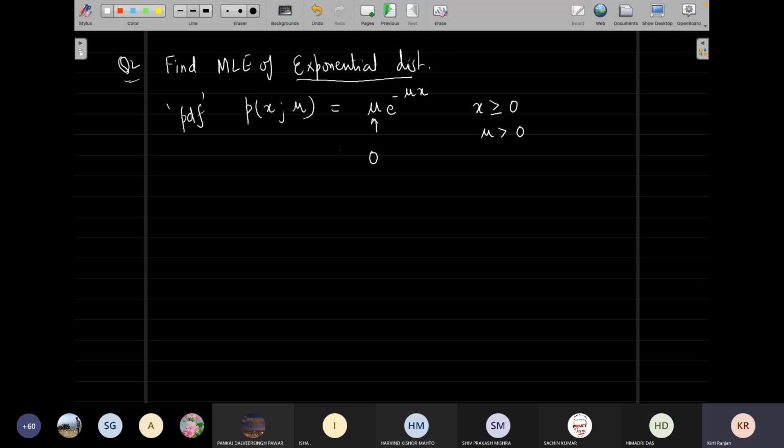So let's say you are doing an experiment which is distributed by the exponential distribution. Do you know of any situation where a physical experiment is distributed according to the exponential distribution? Any experiment?